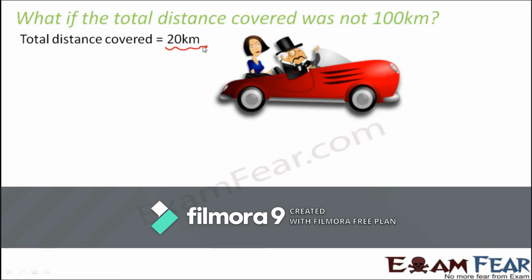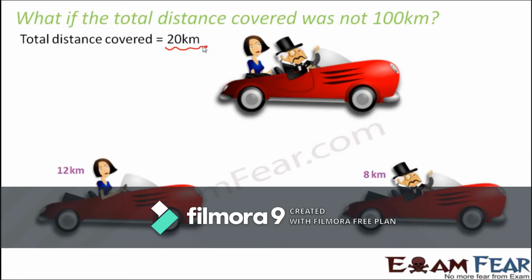So this time the total distance is only 20 kilometers, and again we want to find out what percentage was covered by Mr. Smith and what percentage was covered by Mrs. Smith. So in this case, out of 20 kilometers, Mrs. Smith has covered 12 kilometers and Mr. Smith has covered 8 kilometers. Now let us try to find out the percentage in this case. Mrs. Smith covered 12 kilometers out of 20 kilometers. Similarly, Mr. Smith covered 8 kilometers out of 20 kilometers.